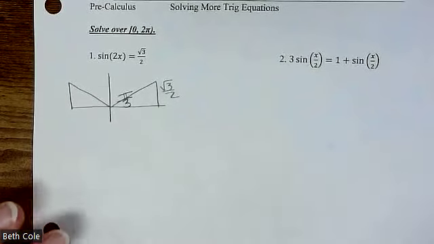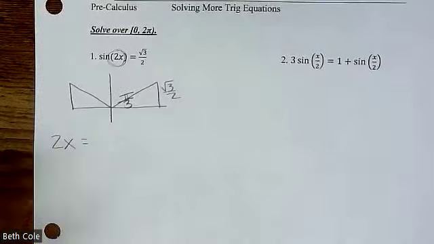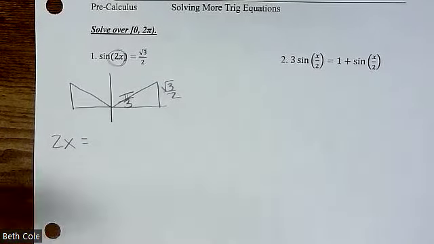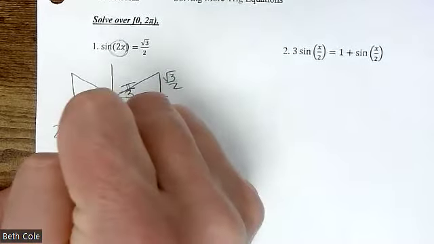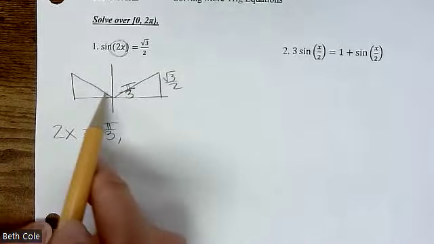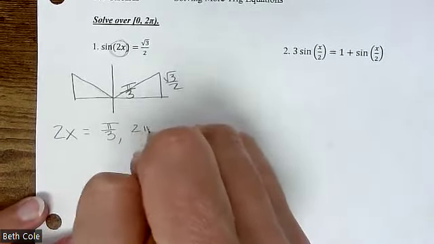So instead of x equals, you're going to put 2x equals. So you have like an extra step at the end to get rid of that 2. And so we've got pi over 3. And then what's the one in the second quadrant going to be? 2 pi over 3.